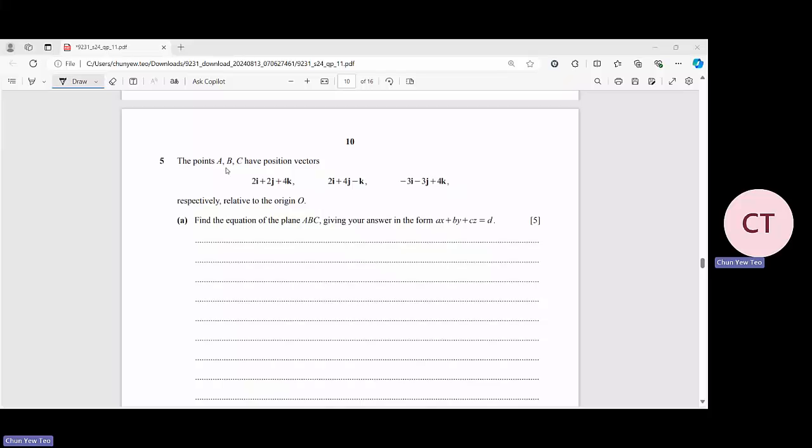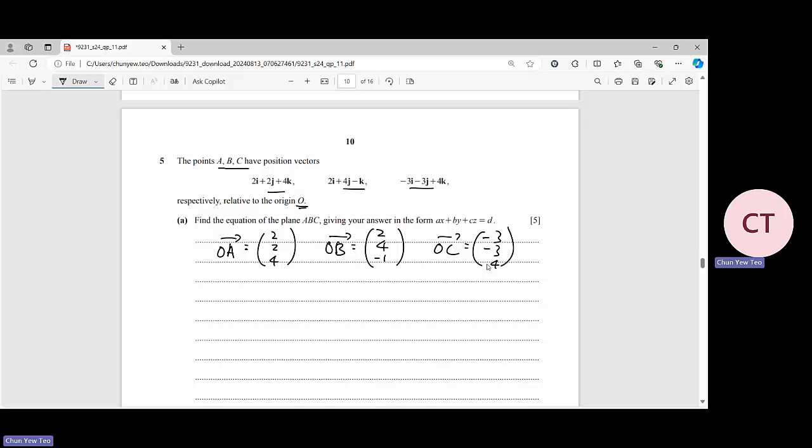Three points A, B, C have position vectors relative to the origin O. Find the equation of plane ABC in the form ax plus by plus cz equals d. First of all, I will write them in matrix form: OA is 2, 2, 4, OB is 2, 4, -1, and OC is -3, -3, 4.